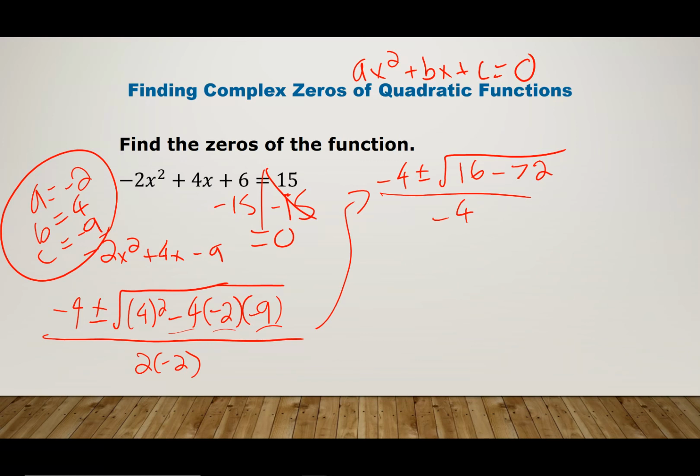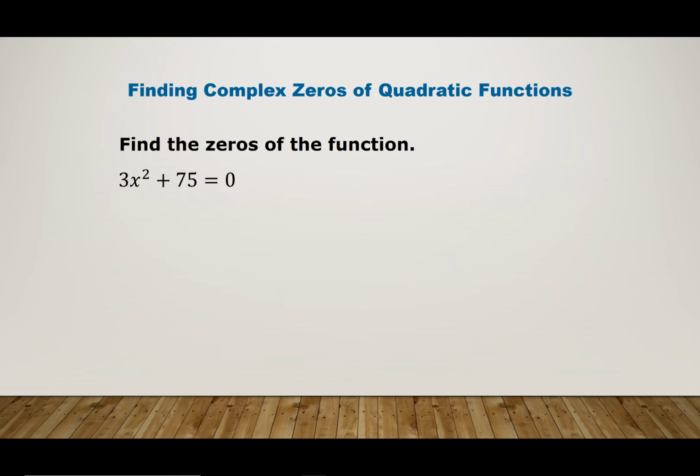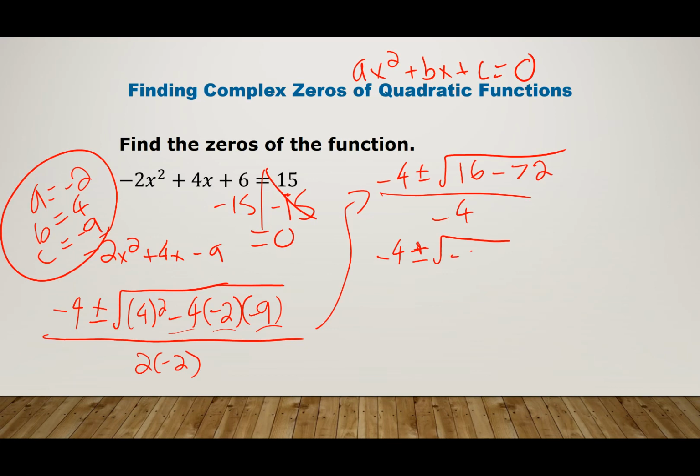Now I'm going to subtract 16 minus 72. So 16 minus 72 is a number. Can anybody guess what that number is? I'm stalling because I'm typing in the calculator and trying to find out. Negative 56. Just trying to save some time. All right, back. There we go. Negative 56, all divided by negative 4.